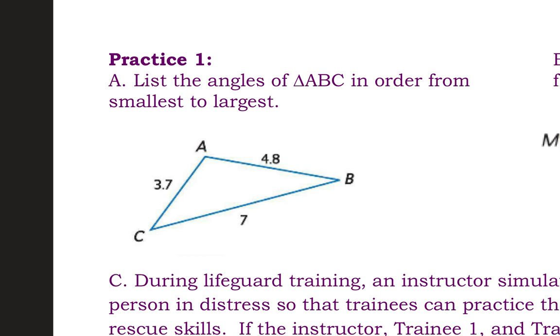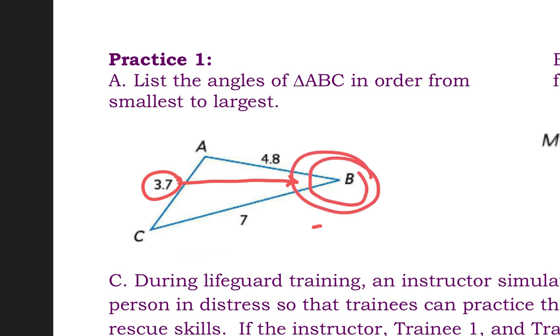You look for your smallest side. What's our smallest side? 3.7, good. So you're gonna go to the opposite corner. That's gonna be your smallest angle. So what would be our smallest angle? Angle what, Cole? You're just telling me the letter right there. Angle B, good.